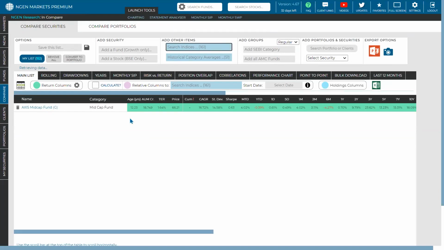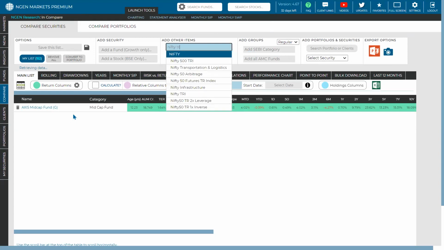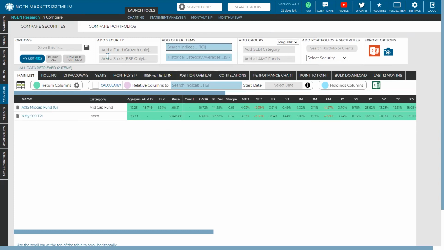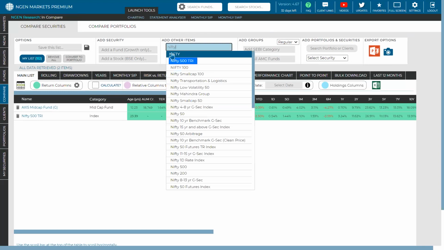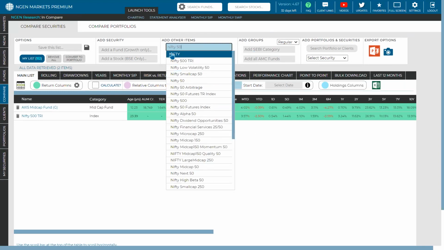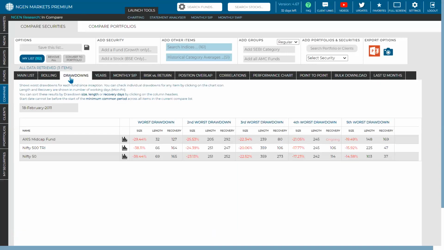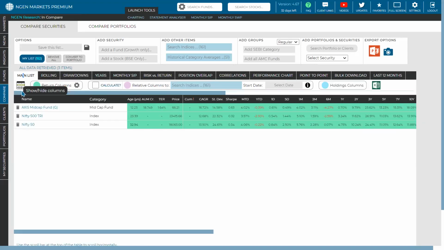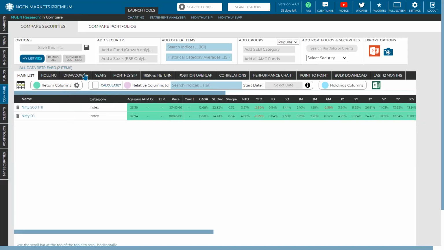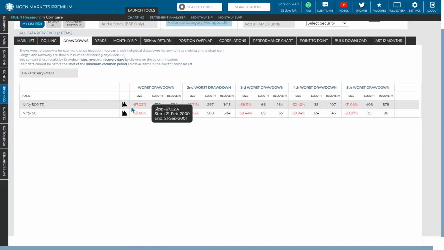What you can do is add as many indices as you want. So let's say I'm adding Nifty TRI here, so 500 TRI versus Nifty TRI, which is Nifty 50 TRI. Once you compare it, you can go to the drawdown tab here itself. Now, let's say I'm just removing this fund from the compare section, and you can now see the drawdowns.